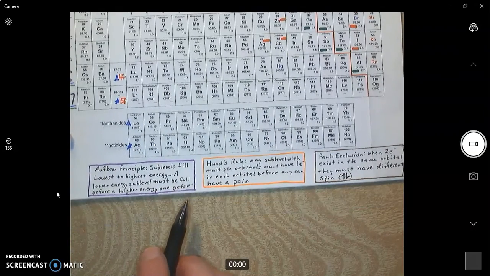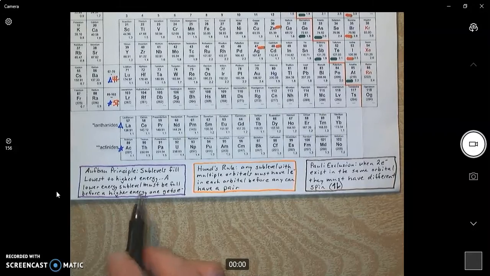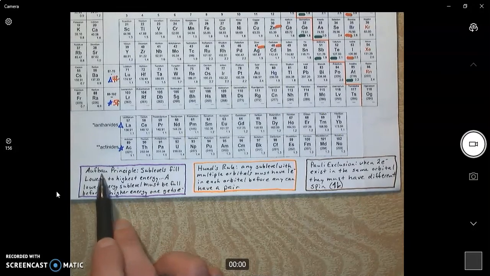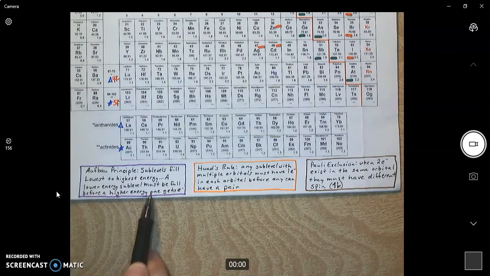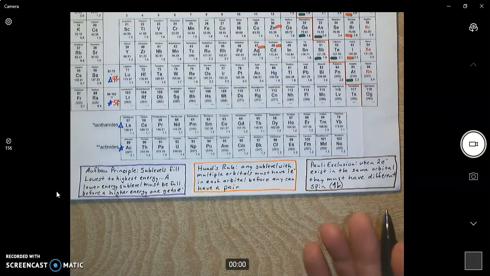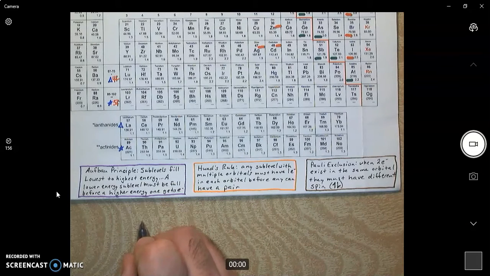When we're talking about how we make these electron configurations, there are 3 principles or rules that we need to follow. First and foremost is the Aufbau principle. Sublevels fill lowest to highest energy. A lower energy sublevel must be full before a higher energy one can get electrons, which means if we go through the filling order, 1s through 7p, the 1s has to be full before the 2s can have an electron in it. The 2s has to be filled before the 2p gets electrons, and so forth. You have to fill the previous sublevel completely. The previous sublevel has to be full before you move on to the next sublevel.